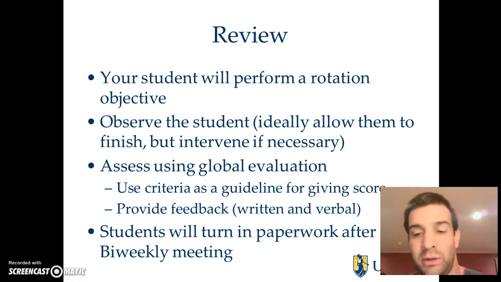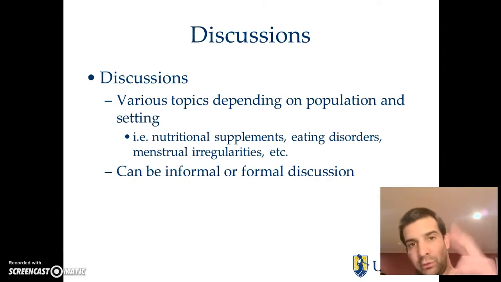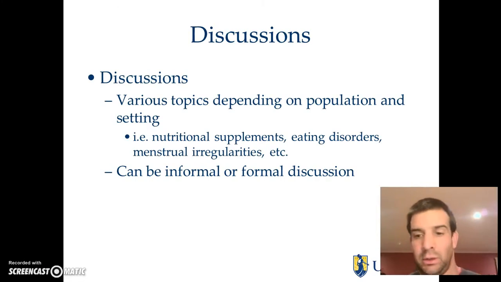Now, the second way that you can assess your student is a discussion, and there are various things which you will discuss, but these can be formal or informal. You're sitting at practice, team meetings and film session, etc., you can just simply do a discussion to talk about various things like menstrual disorders, eating disorders, etc. And you don't actually have to provide anything from this. The student simply has to mark on their biweekly that they had a discussion on a topic, and I take it from there. So global evaluations and discussions are the two main ways that you're going to evaluate your student in a clinical setting on their basic clinical rotation objectives.